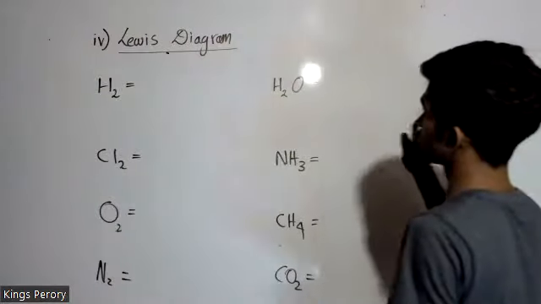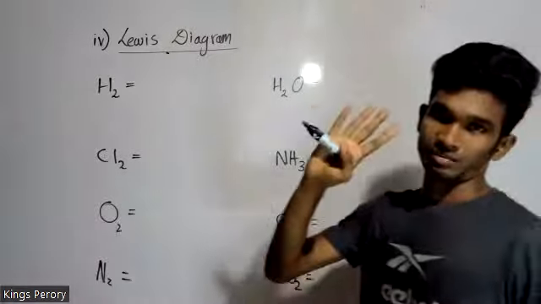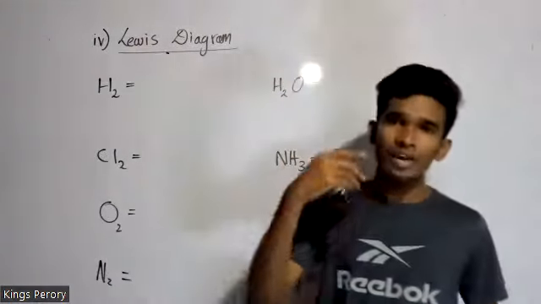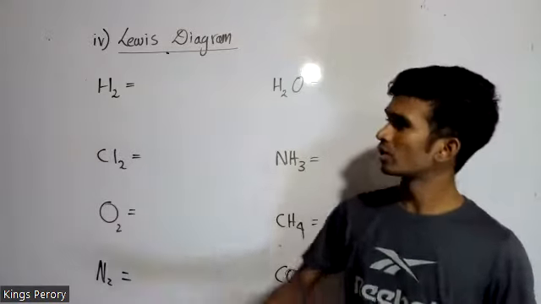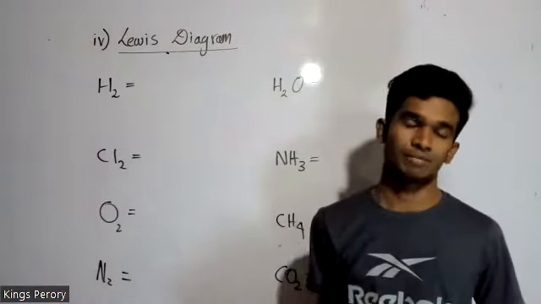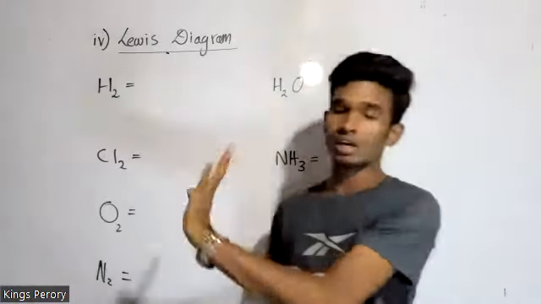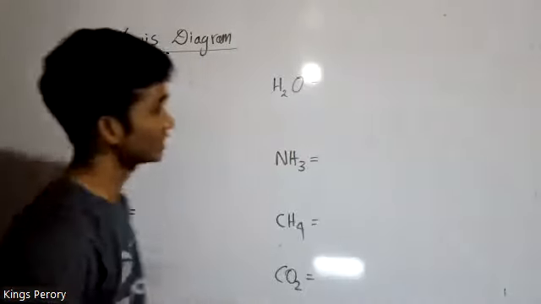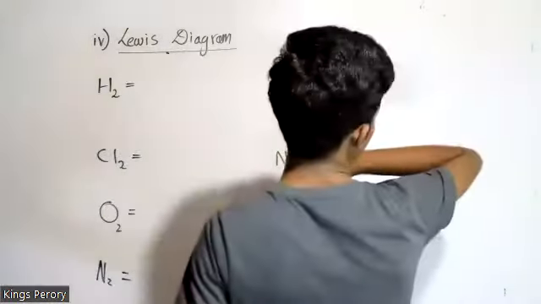What should you know to draw Lewis diagrams? You should know the valencies of all the elements. If you know the valencies of all the elements, drawing Lewis diagrams is very simple. I will teach you a shortcut to memorize the valencies also. Now, some of you say, sir, it's hard to memorize valencies. I will teach you the shortcut to memorize valencies also.